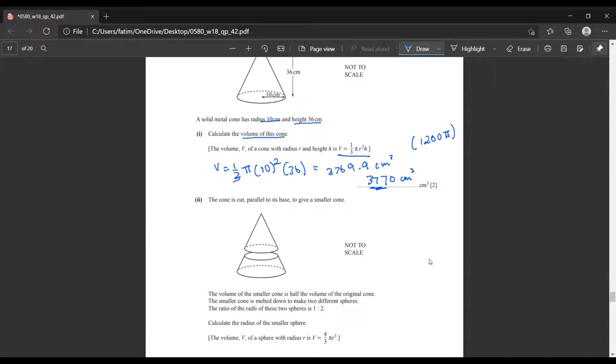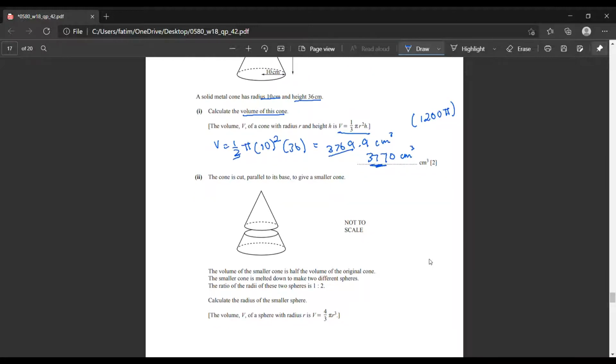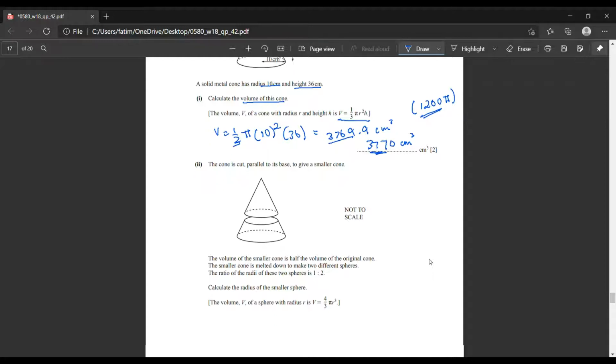And obviously, because these two questions are related, we're highly likely going to be asked to use this value in our next question. So I'm going to continue using 1200 pi in the following questions, but it's the same as using this value. It's up to you whether you want to constantly recalculate this to get the whole number and then apply it in the second part of the question, or use this, which is a lot simpler and would save time. So I would recommend using that.